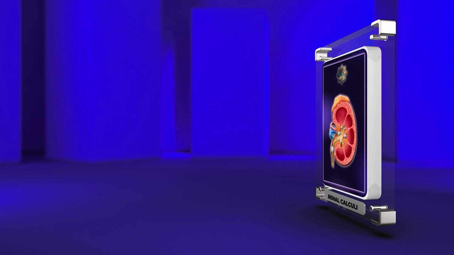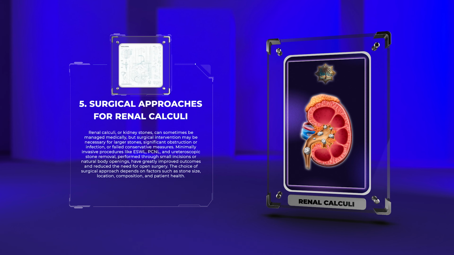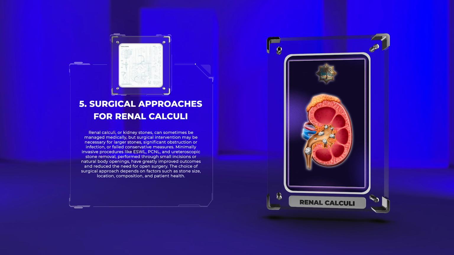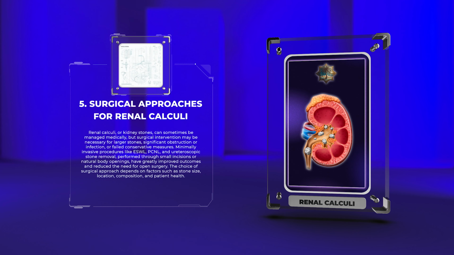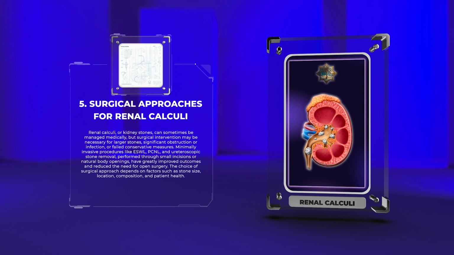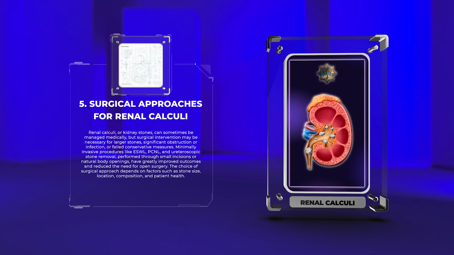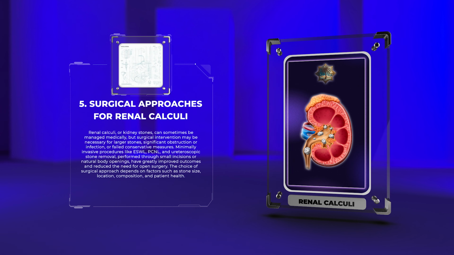Renal calculi, or kidney stones, can sometimes be managed medically, but surgical intervention may be necessary for larger stones, significant obstruction or infection, or failed conservative measures. Minimally invasive procedures like ESWL, PCNL, and ureteroscopic stone removal, performed through small incisions or natural body openings, have greatly improved outcomes and reduced the need for open surgery. The choice of surgical approach depends on factors such as stone size, location, composition, and patient health.